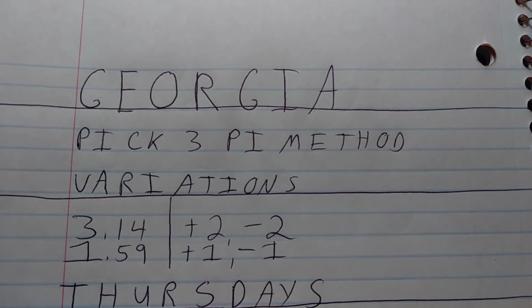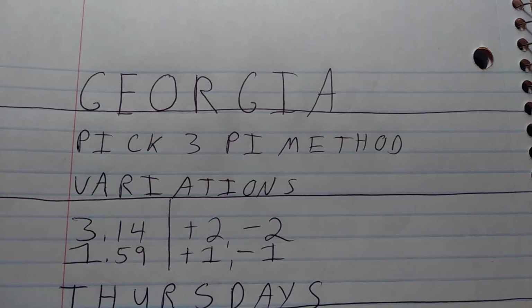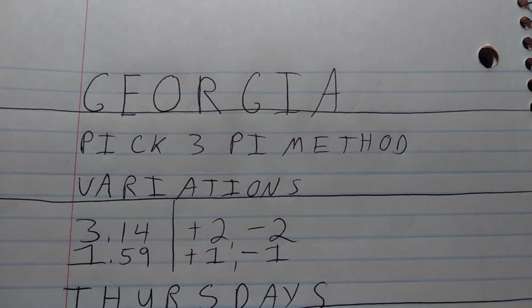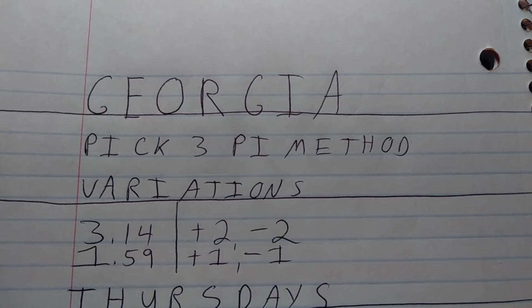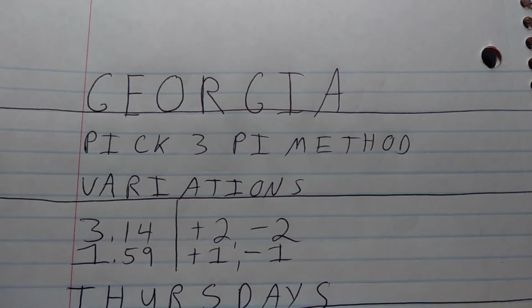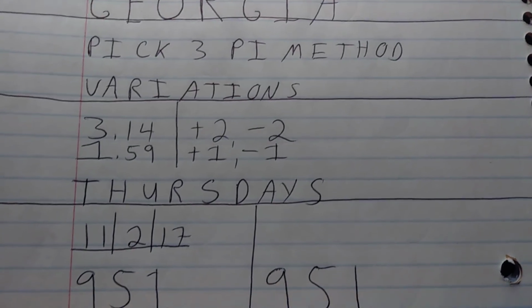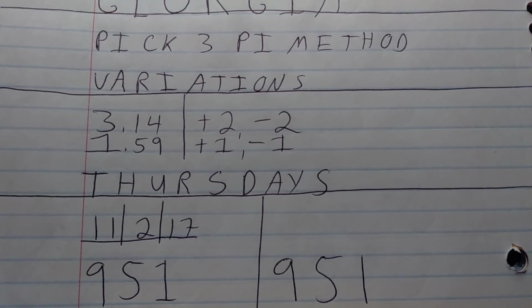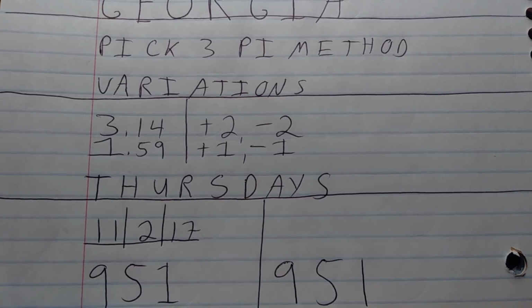Basically, all that system is just taking the first 6 digits of pi, so 314 and 159, and then just adding and subtracting that to see if it can tell us the potential numbers in the next 7 days. So it's basically a step-by-step guide on how to go about that process. The day that Georgia likes is Thursday. The patterns are +2, -2, +1, and -1.